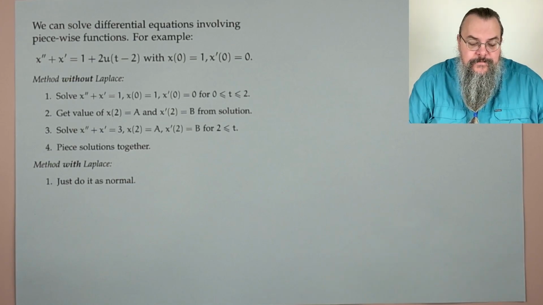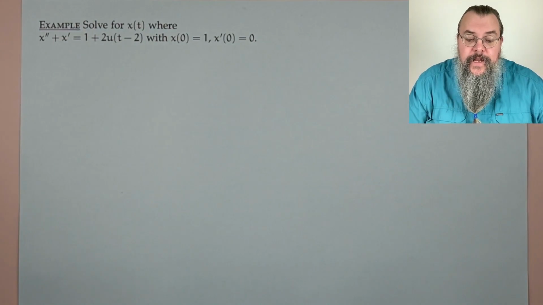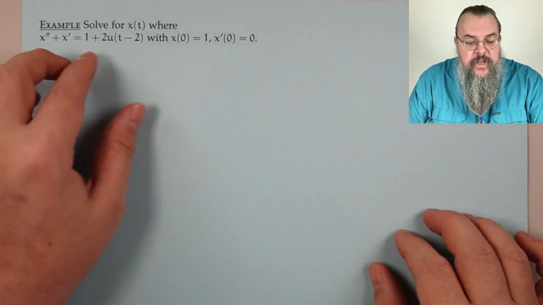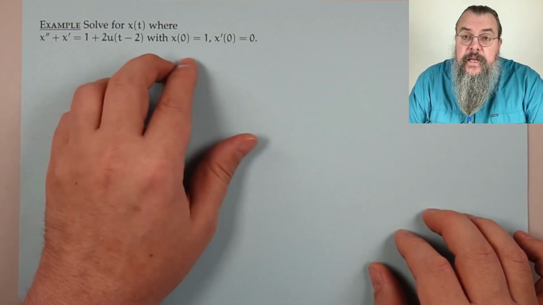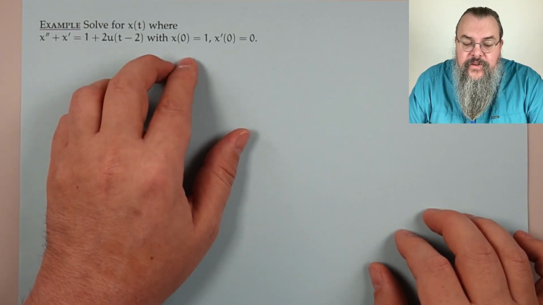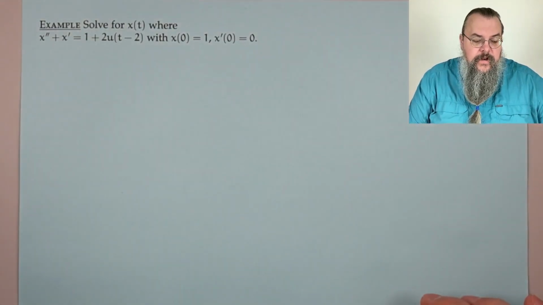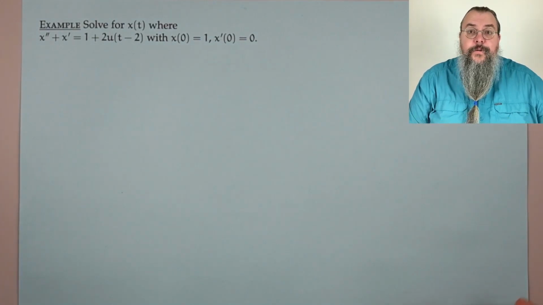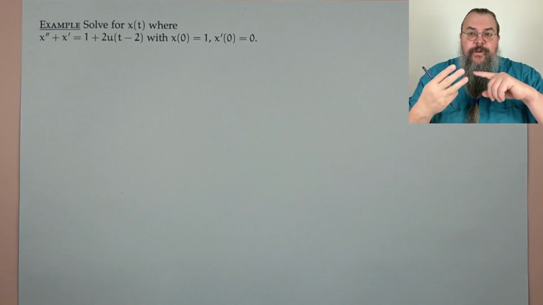And so, let's do it. Solve for x of t, where x double prime plus x prime is equal to 1 plus 2 u of t minus 2, with initial conditions x of 0 equals 1, x prime of 0 equals 0. All right, well, here we go. We're just going to go through the process. We're not going to say this every time, so we'll do it really quickly.